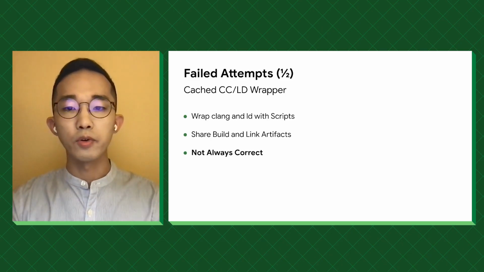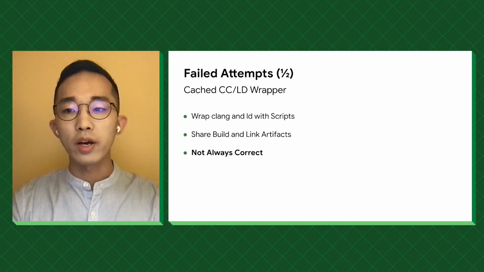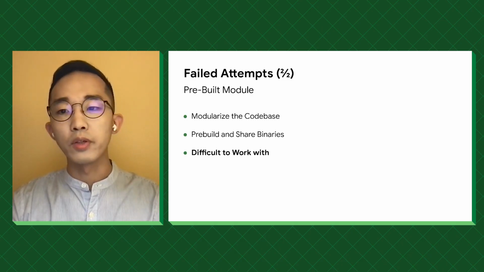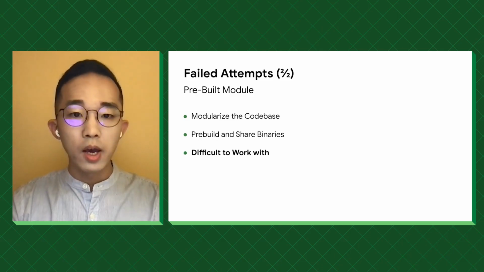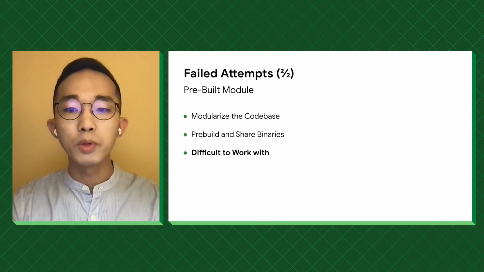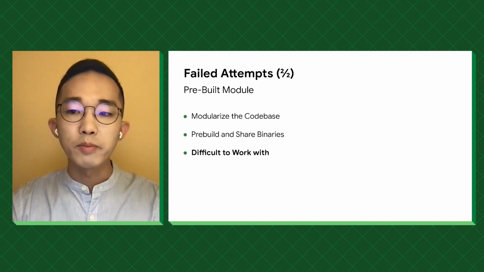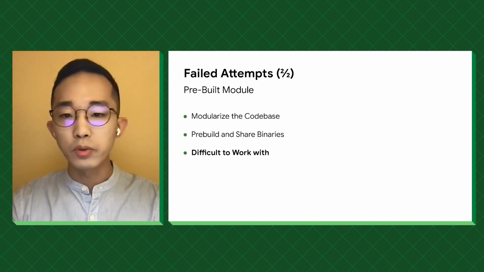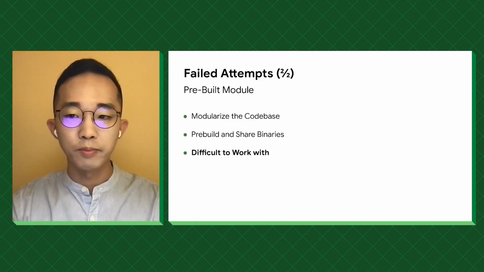As a result, the cache can be easily polluted and cause incorrect builds. The second one is through pre-built modules. We ask the feature teams to break the product into smaller chunks and release them as frameworks. By doing this, we only need to build once, and other teams can download frameworks without waiting for the build. However, this solution turned out to be problematic as well.